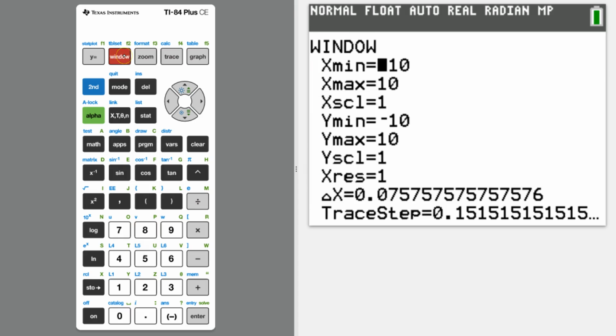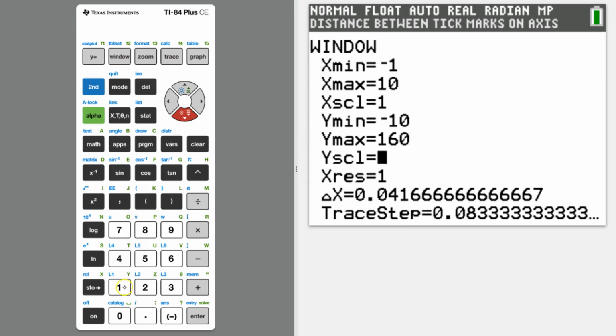So for the window, the x value is time, so I'm assuming we're not going into negative times here. I'm just going to do negative 1 to 10 and see how I like it. And then for the y values, we're talking about the height. So I'm going to do negative 10 to 160 and go by tens. And if we don't like those numbers, we can adjust them. Let's press graph and see what we get.